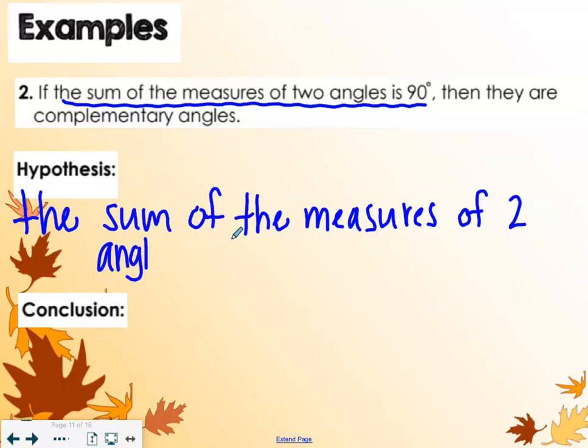Does this part make sense? Yep. Good. And then our conclusion would be they are complementary angles.